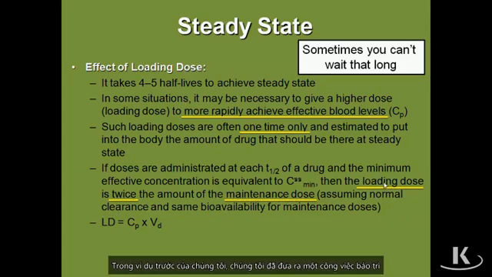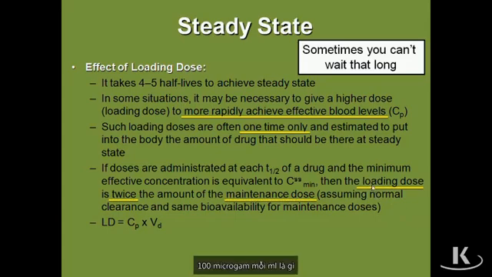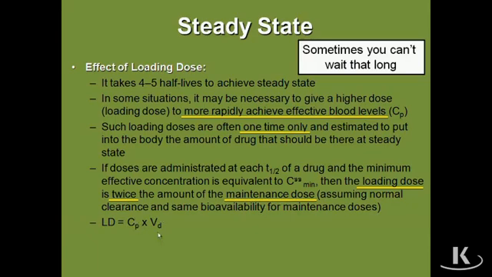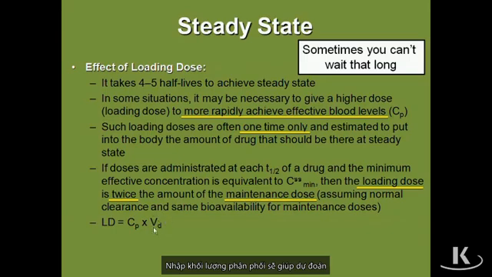Okay? In our previous example, we were giving a maintenance dose of 100 micrograms per mil. So a loading dose in that situation would be double that amount, or 200 micrograms per mil. Again, assuming normal clearance and same bioavailability for maintenance doses. The equation here for loading dose is concentration in the plasma times the volume of distribution. And notice that we only have 2 variables that we're really concerned about here. The concentration in the plasma, which is our target plasma level, and our volume of distribution, which is going to help to predict exactly where the drug is going to go in the body.